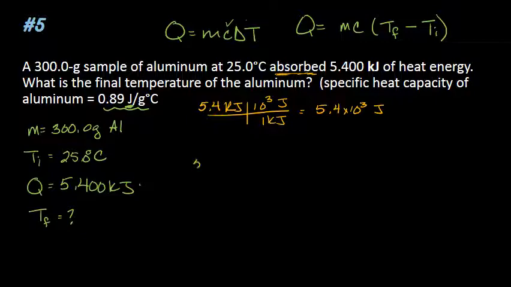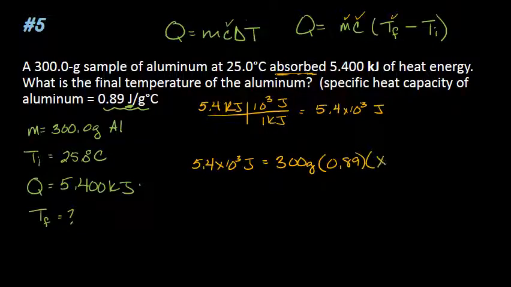All right, now let's substitute. For Q, I'm going to put 5.4 times 10 to the third joules equals, now here comes the M, so we want 300 grams. Now we need the C, 0.89. Okay, so I'm dropping units. Now we need our final temperature, which we don't know, so we'll go ahead and call that X, minus, but we do know our initial temperature, so 25. And I'm going to go ahead and take those units out just so you can see the algebra a little more easily.